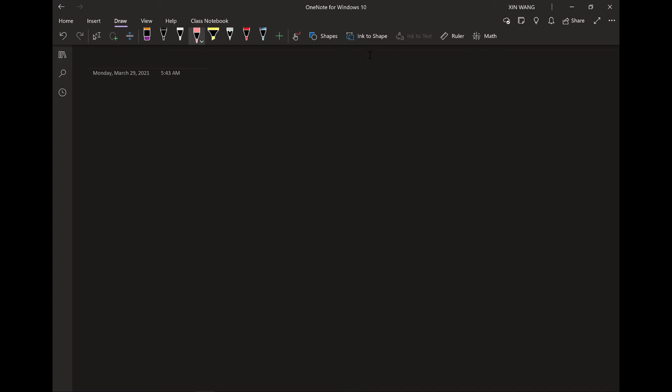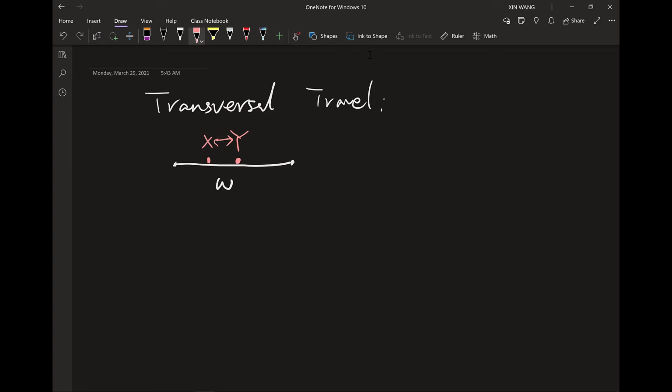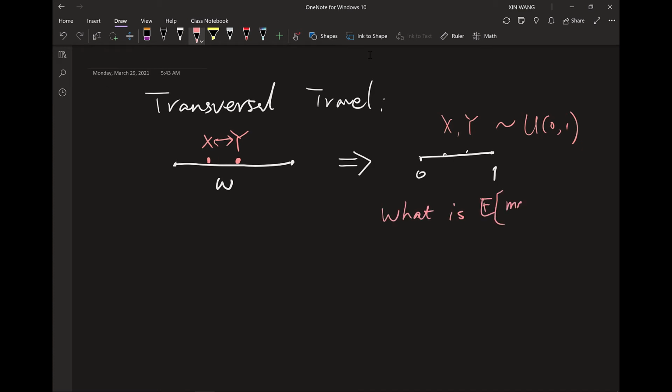The transversal travel can be considered as a line with width W, and because our customers are evenly distributed within this swath, we randomly pick 2 points. What is the expected distance between these 2 points? Let's take a simpler example: a unit line segment from 0 to 1. If we pick 2 points, x and y, that both satisfy a uniform distribution, what is the expected distance of the larger of x and y minus the smaller of x and y?